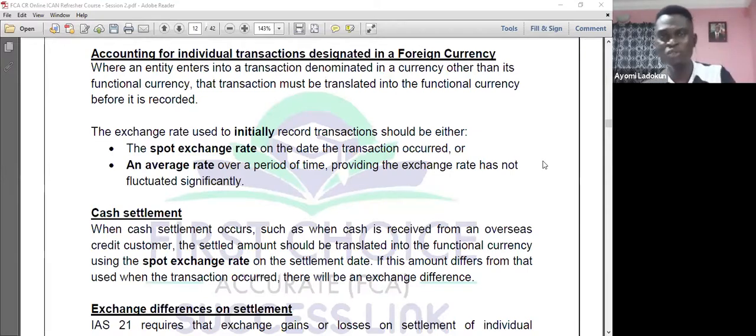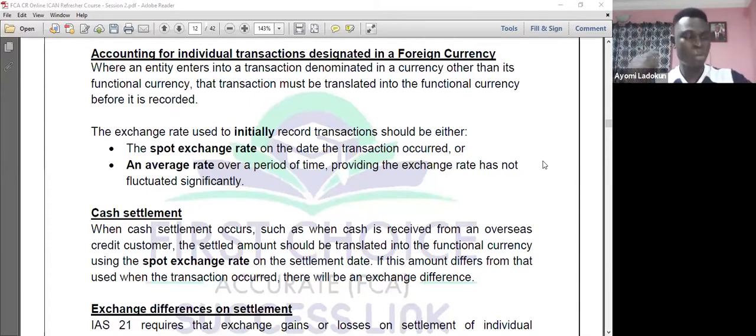Accounting for individual transactions denominated in foreign currency. I told you earlier that whenever a company engages in a transaction in a currency other than its functional currency, then IAS 21 will apply.